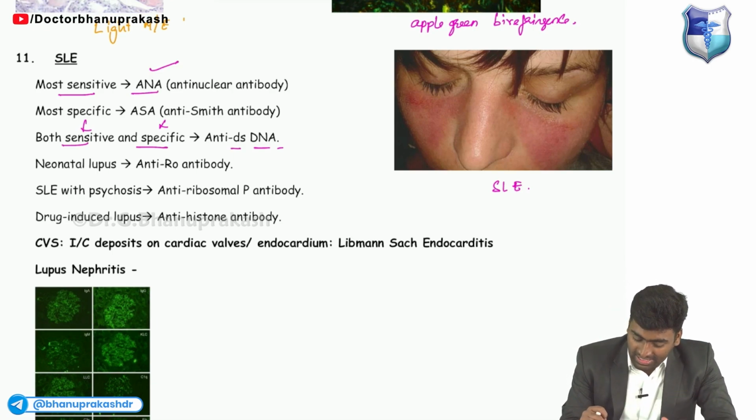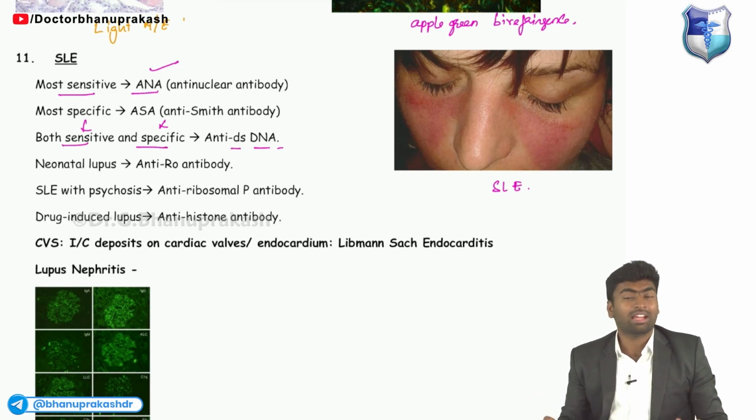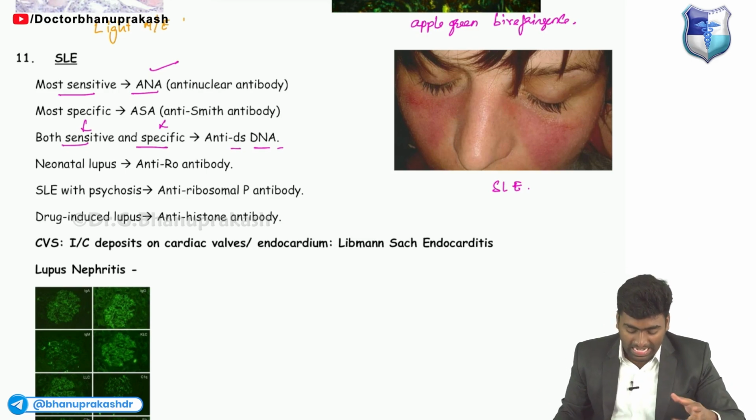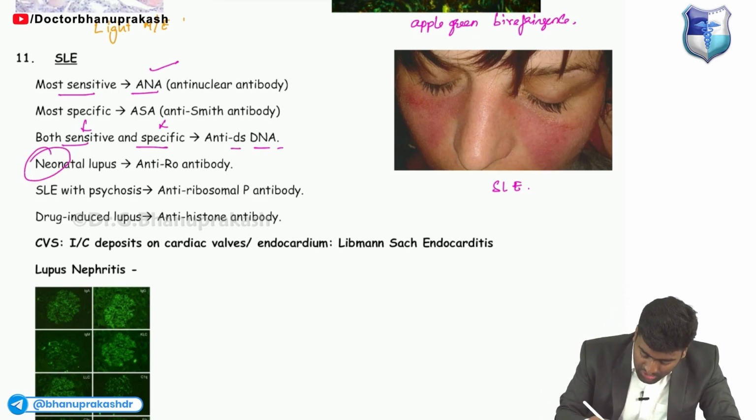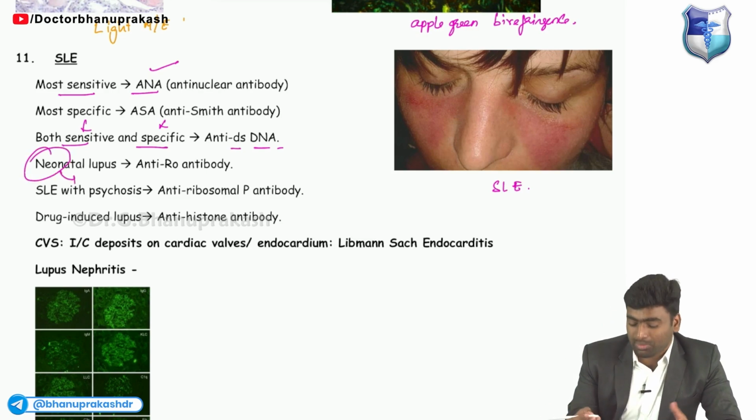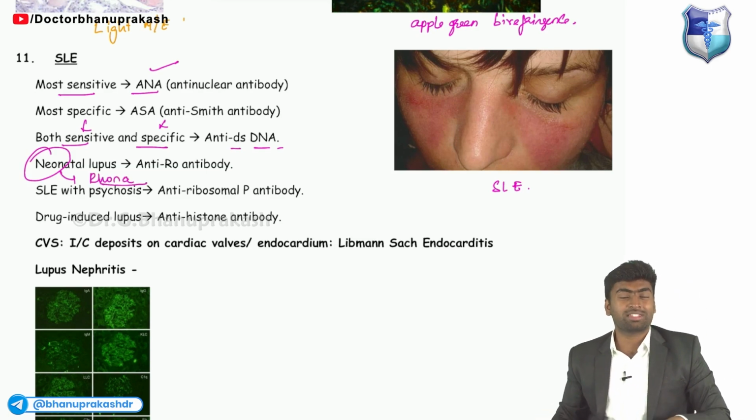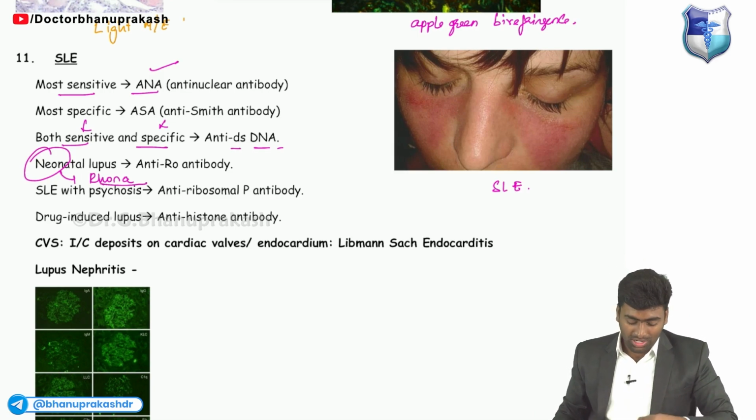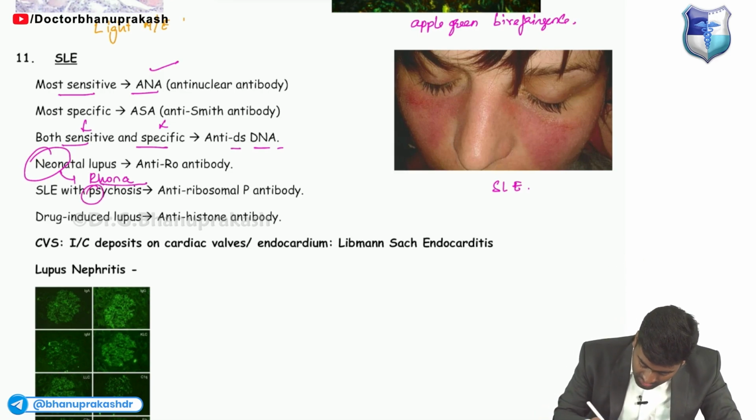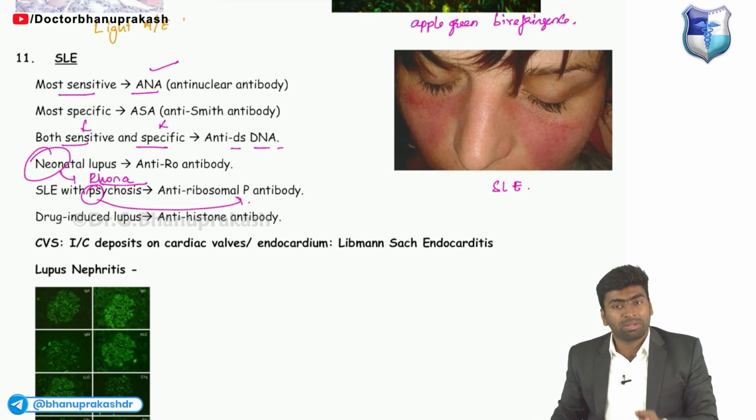So among anti-ANA and anti-Smith antibody, the most specific one for both is anti-double stranded DNA antibody. And in the case of neonatal lupus, the baby will cry. So cry ko Hindi mein kya bolte? Rona. So, neonatal lupus will have positivity for anti-Ro antibodies. And if there is any psychosis, remember psychosis, it will involve the anti-ribosomal P antibody.